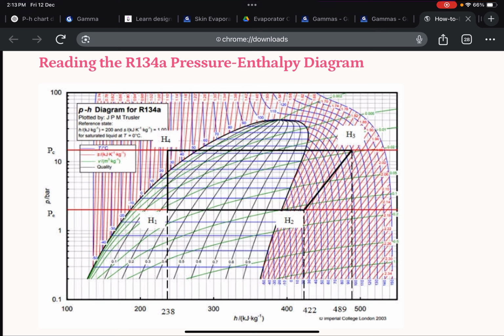How do you get the values of 2, 3, and 4? For that, you need to know one more parameter apart from the pressure, which is the temperature. For example, if I know the temperature at the outlet of the evaporator, you see those are the blue lines over here in the diagram. These blue lines reflect the temperature lines.